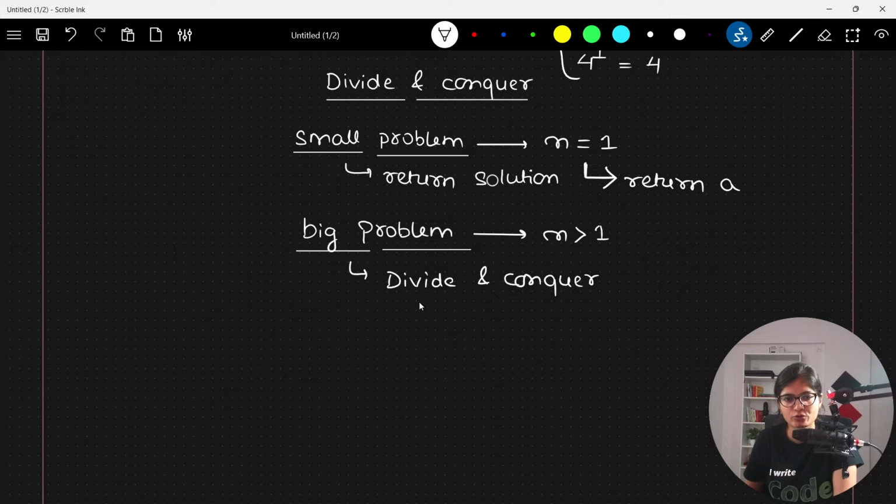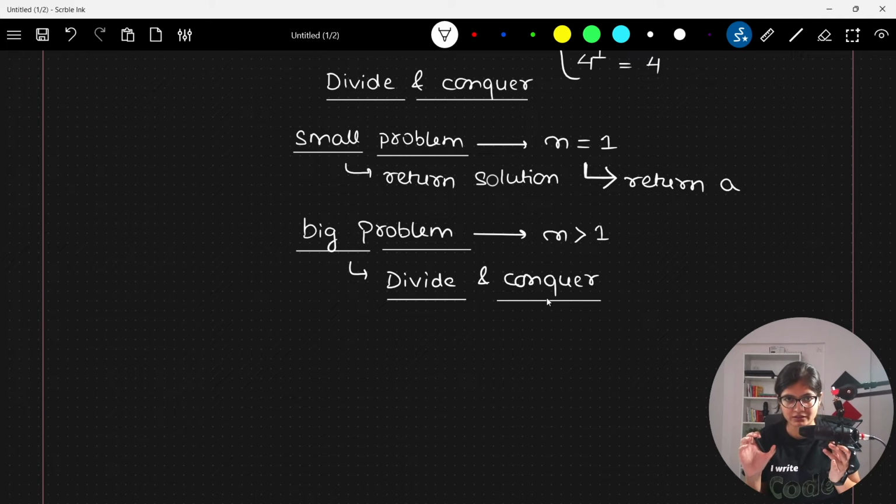Now, what does this approach say to us? This approach says to divide the problem into various sub-problems until you reach a small solution. That's why the dividing part is coming into the picture. This is what we usually do in our practical real life as well, right?